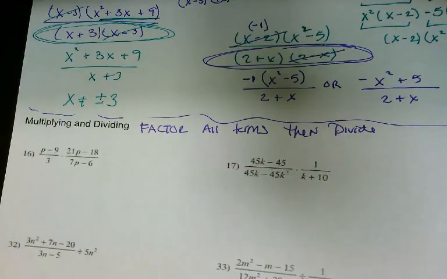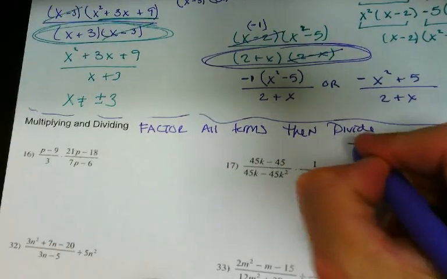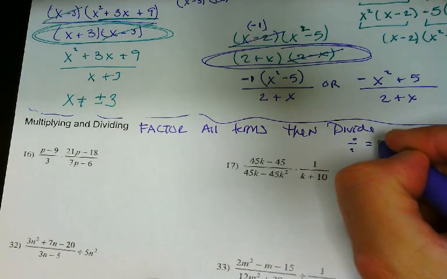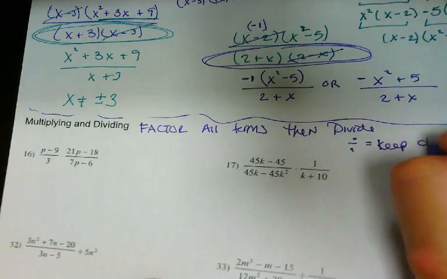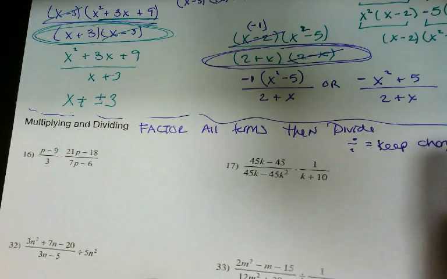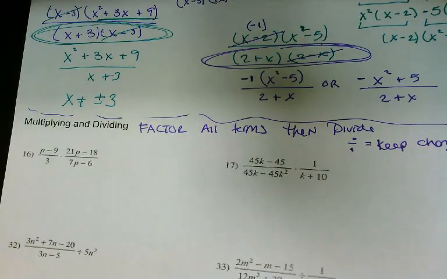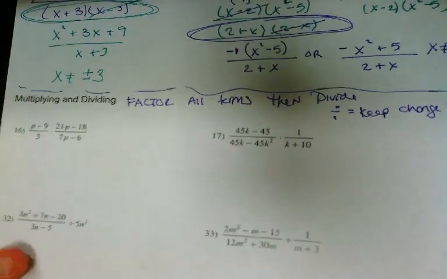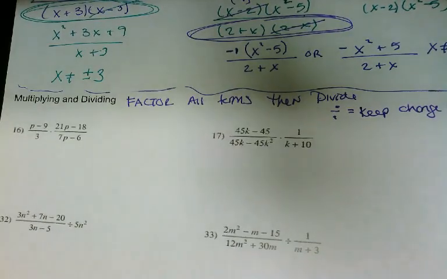The only thing we have to be cautious with is division itself. When we see division, what phrase are we saying to ourselves? Good. Keep, change, flip. Okay, you keep what's in front, you change division to multiplication, and then you flip what's after it. So same idea, go get 16 and 17, and then we'll regroup and compare, but you're factoring everything and dividing.